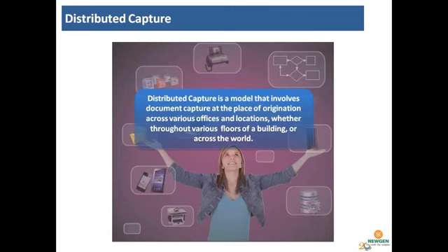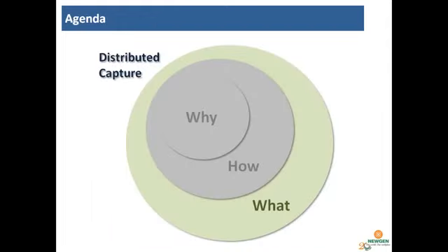So distributed capture, capture from multiple sources. Distributed capture is a model that involves document capture at the place of origination, very important, place of origination, across various offices and locations, whether throughout various floors of a building or across the world. So you can capture the document and then via secure mode, you can upload those documents wherever it is required. But the processing is very important. If you capture the document, then you can process the documents properly.